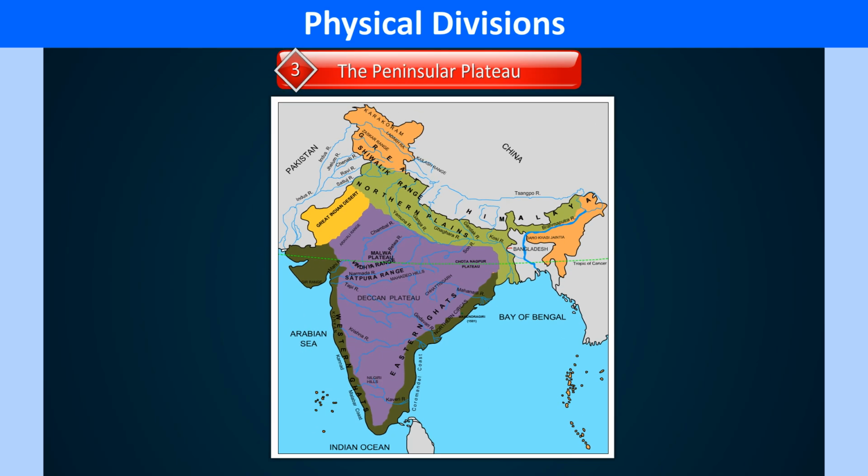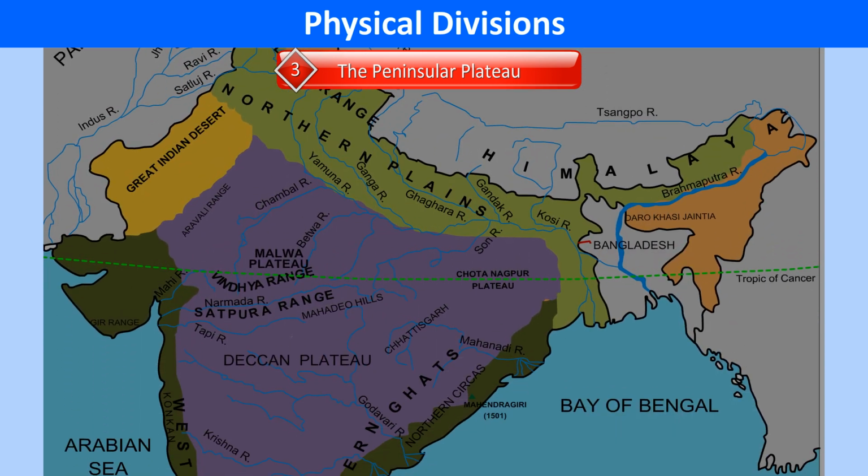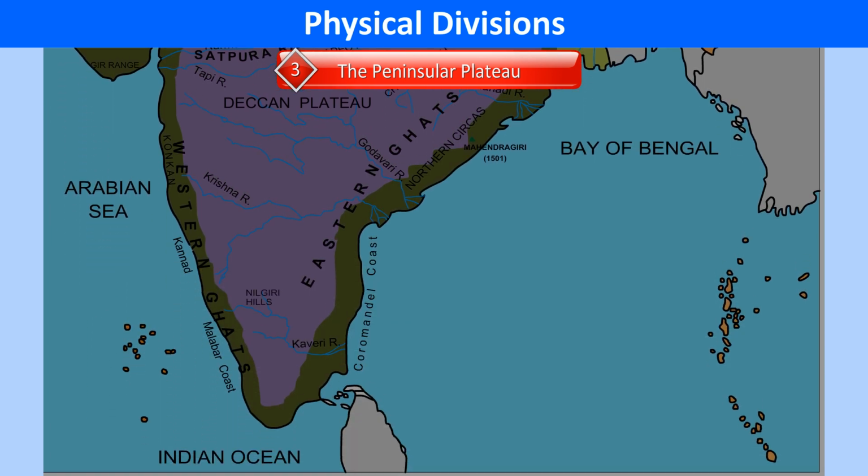The Peninsular Plateau. This region, also known as the Deccan Plateau, lies to the south of the northern plains. It has an average height of 300 meters to 760 meters and slopes down from west to east. A peninsula is a piece of land surrounded by water bodies on three sides. As this region is surrounded by sea on three sides, it is also called the Peninsular Plateau.